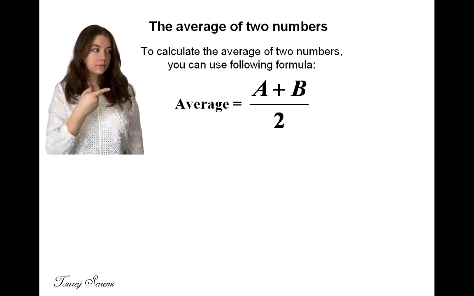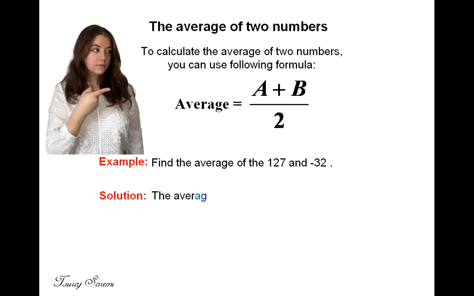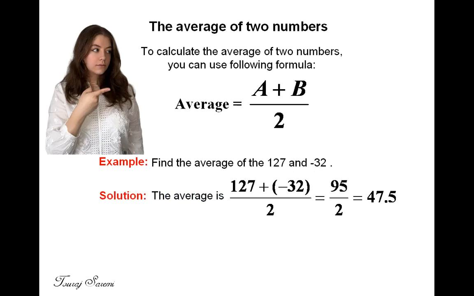We just need to calculate half of the sum of the two numbers. Example. Find the average of 127 and minus 32. Solution. The average is 47.5.